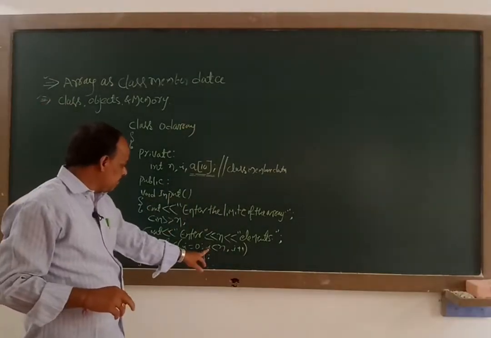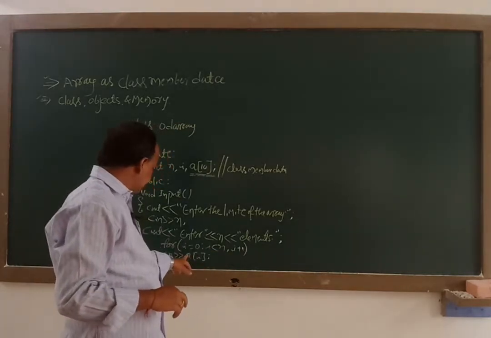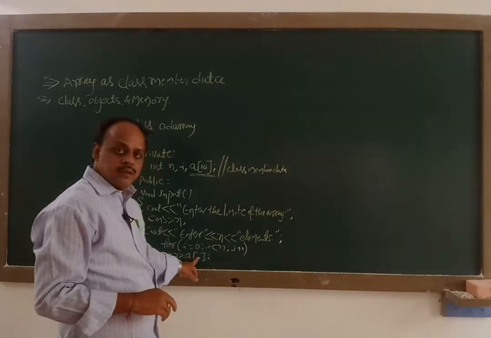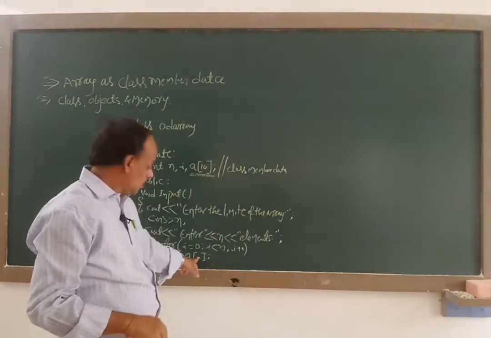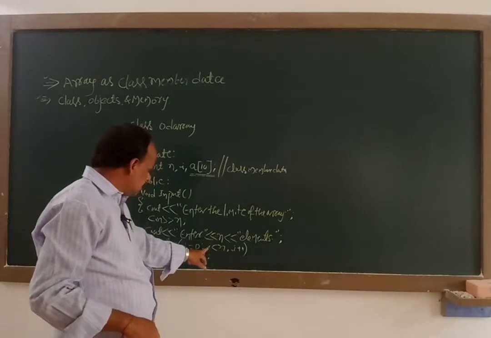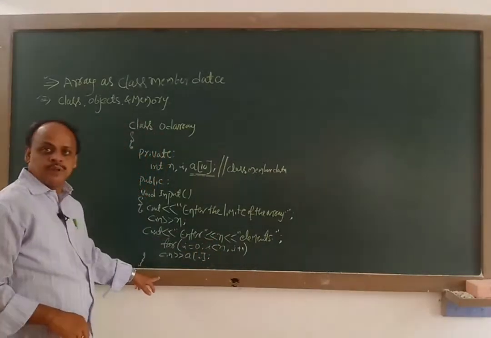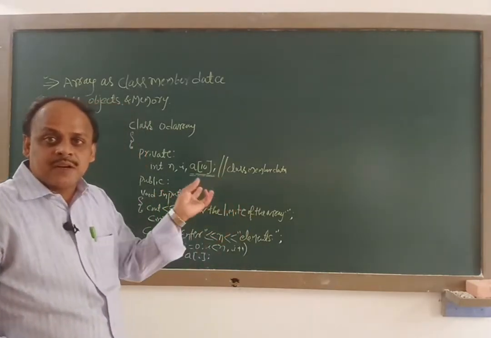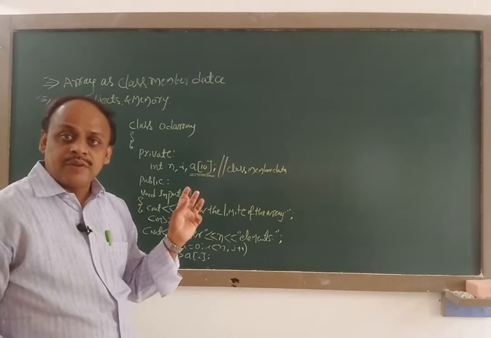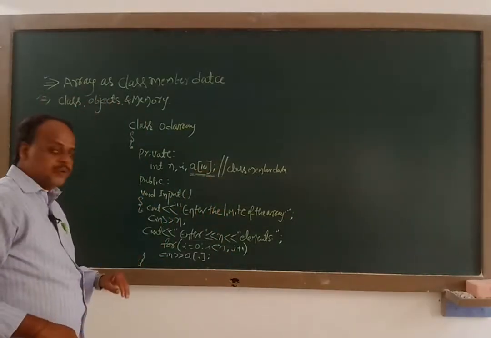When i becomes 4, less than 5, yes, a of i means a of 4. The fifth element is going to be stored in a of 4. i plus plus, i becomes 5, less than 5, no, it comes out of the for loop. Like that, suppose the limit is 5, then 5 elements are going to be stored from a of 0 to a of 4, and then it comes out of the input function.